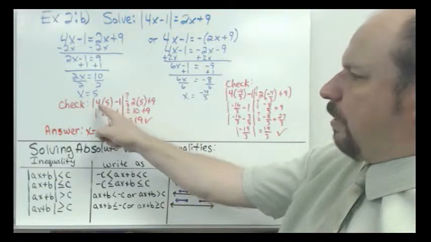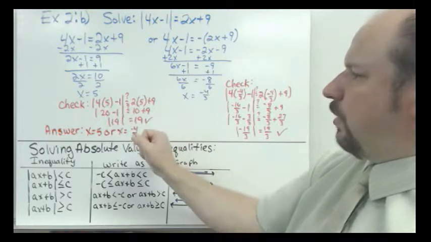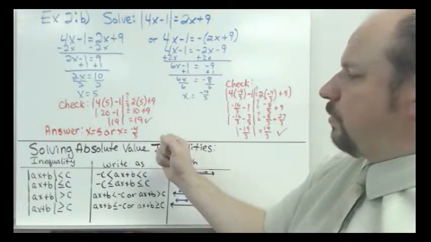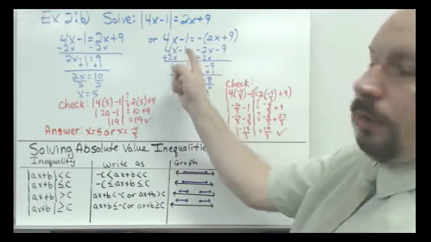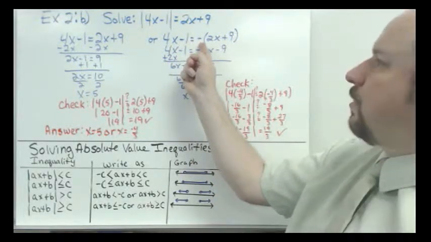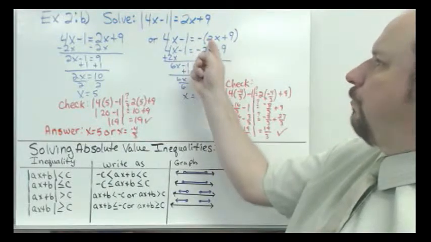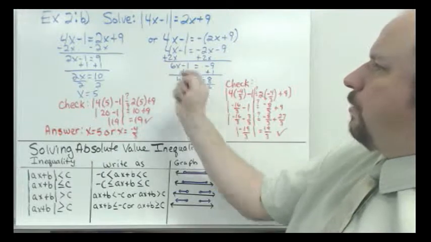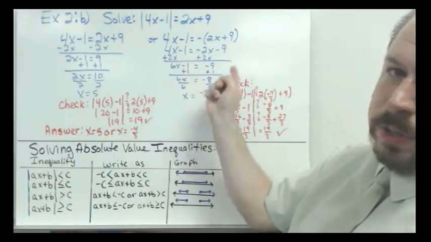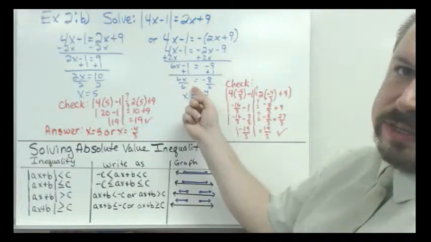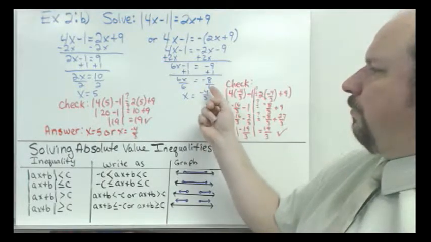And when we check that, 4 times 5 is 20, minus 1 is 19, and 2 times 5 is 10, plus 9 is also 19. So this one works. Let's check the other one. Remember, we do have to distribute this negative sign on through. So negative 2x minus 9. And now when we add 2x to both sides, we get 6x minus 1 equals negative 9. Adding 1 to both sides, we get 6x equals negative 8.